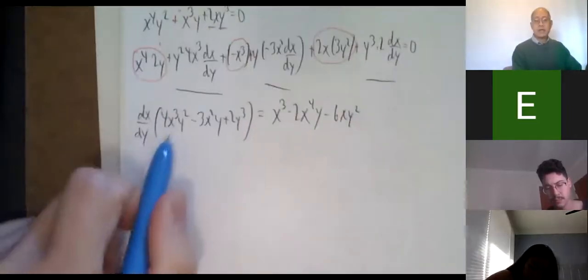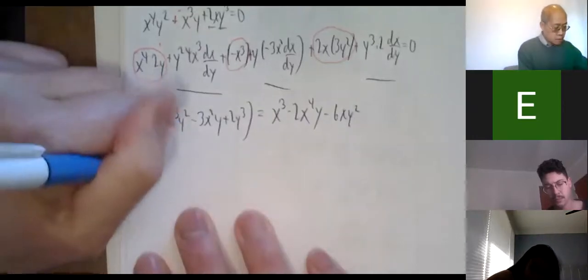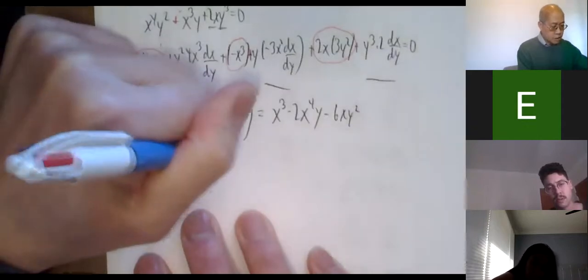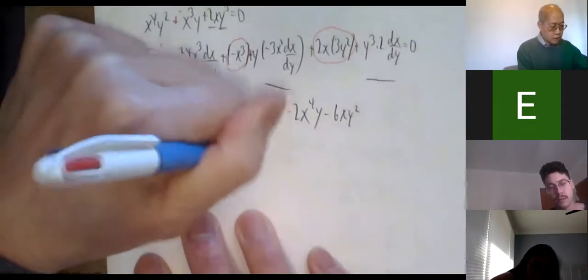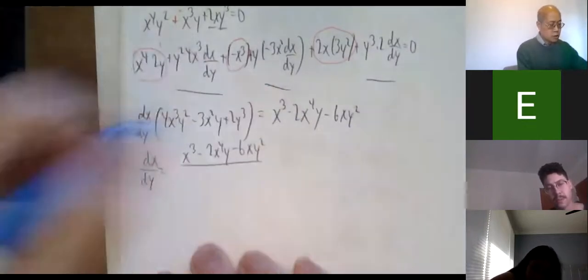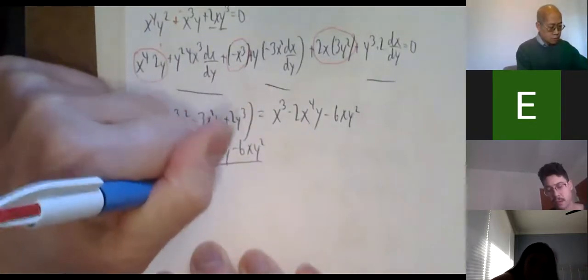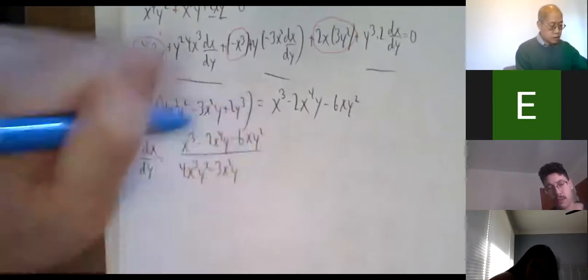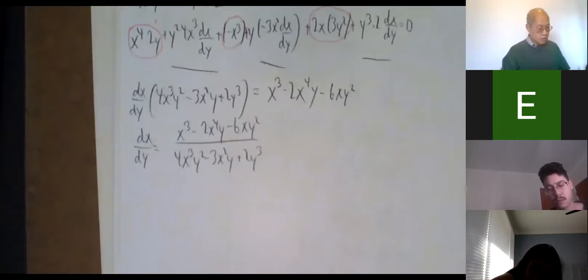Okay, then just divide both sides by that. dx/dy is x cubed minus 2x to the fourth y minus 6xy squared, all over 4x cubed y squared minus 3x squared y plus 2y cubed. Okay.